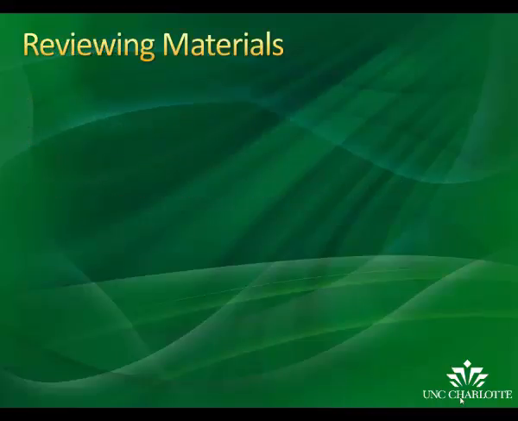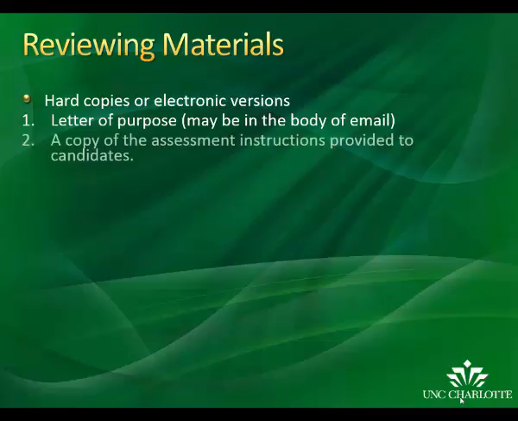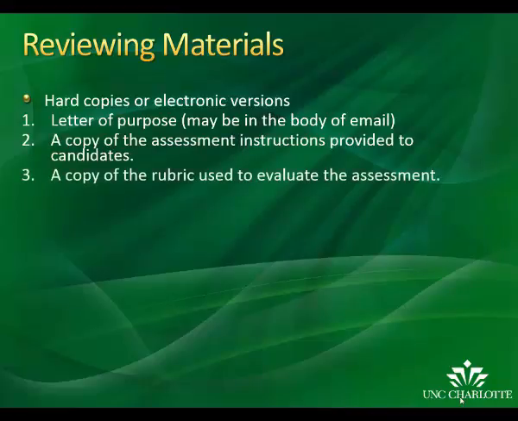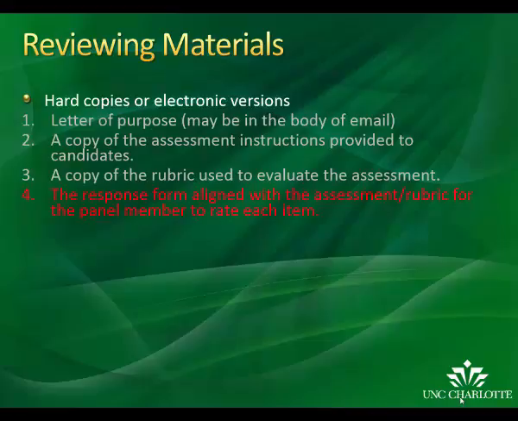We begin by reviewing the materials sent to you. These materials may be hard copies or, more likely, electronic versions of documents. These documents should include: 1. A letter of purpose explaining why you were selected for this work. This may be in the body of an email, or it may be a separate document. 2. A copy of the assessment instructions provided to candidates. 3. A copy of the rubric used to evaluate the assessment. And 4. The response form aligned with the assessment and rubric for each panel member to rate each item. While the first three items are informative, the last item, the response form, is where you will record your responses.